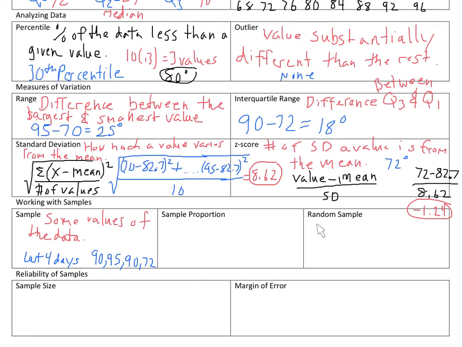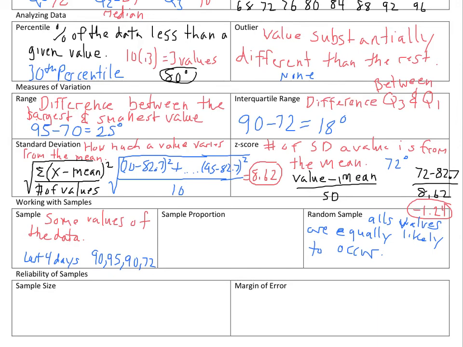Now, go over here. What's a random sample? Is this a random sample? Well, no, because the definition of random is everything that's likely to occur. Let me write down the definition of what a random sample is. All values are equally likely to occur.